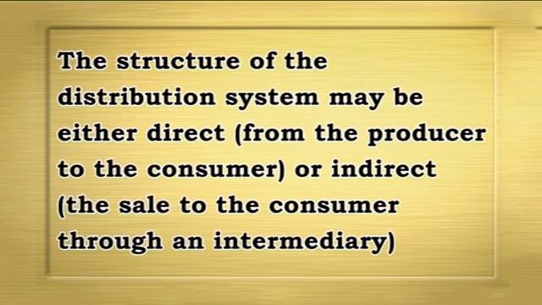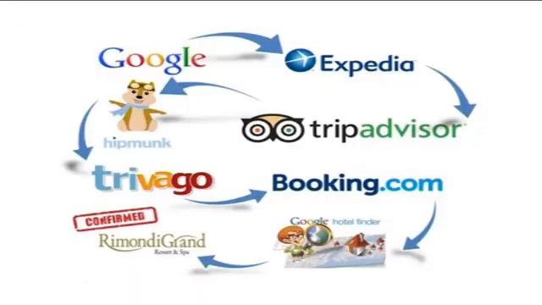The structure of the distribution system may be either direct from the producer to the consumer, or indirect, the sale to the consumer through an intermediary. In direct, there is no intermediary involved, whereas in indirect there is an intermediary involved.